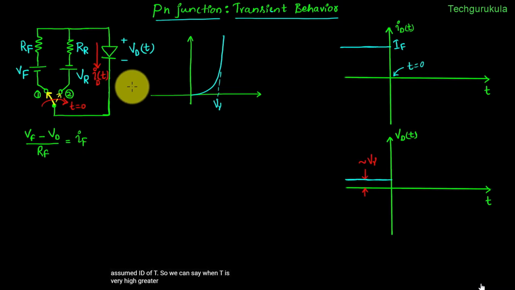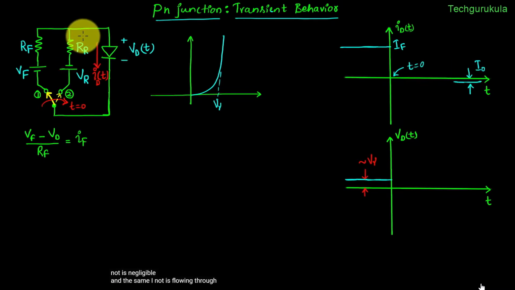So we can say when t is very high, the current that would be flowing would be simply I0. I'm representing that value of current that flows when the diode reaches steady state, and this would be I0. Assuming I0 is negligible, and the same I0 is flowing through the resistor R, the potential drop across R can be neglected, so that the entire potential of this voltage source is applied across the diode.